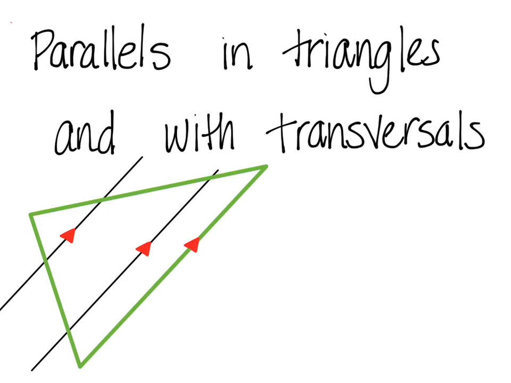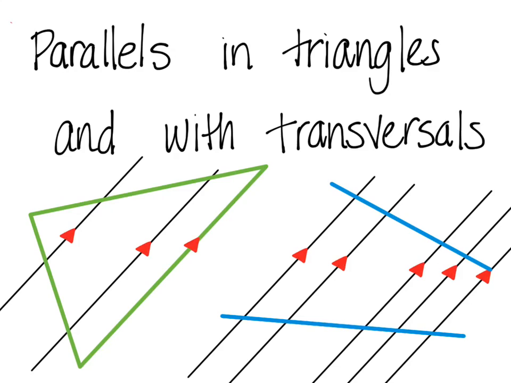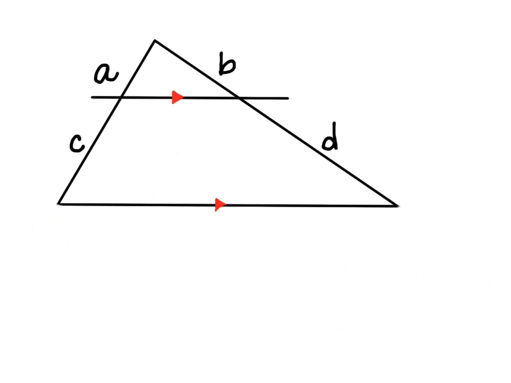So I have a triangle and we have parallels to one of the sides of the triangle, or we could have these blue transversals with parallels, and we're going to talk about the proportionality, the proportional pieces that are created by these parallel lines. First, looking at a triangle here, it's got a parallel side.